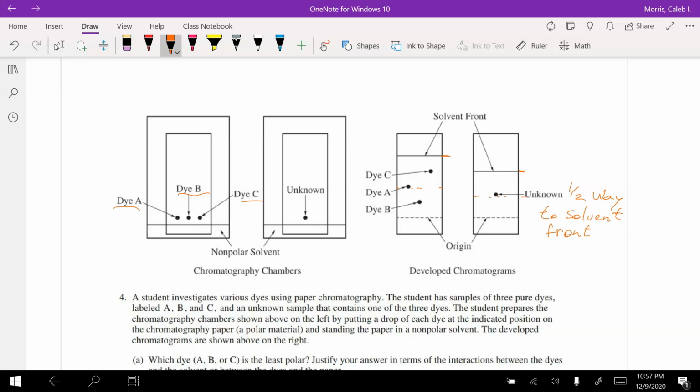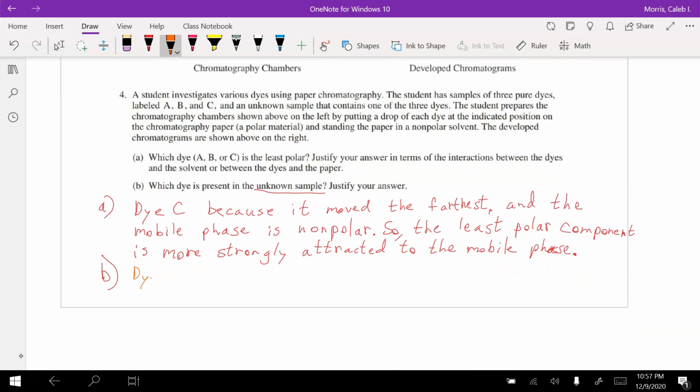So the unknown appears to be dye A, because dye A and the unknown both traveled about half as far as the solvent.